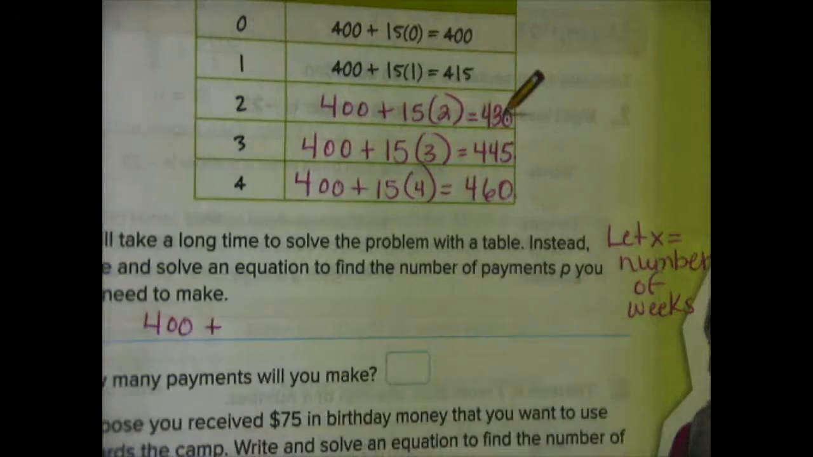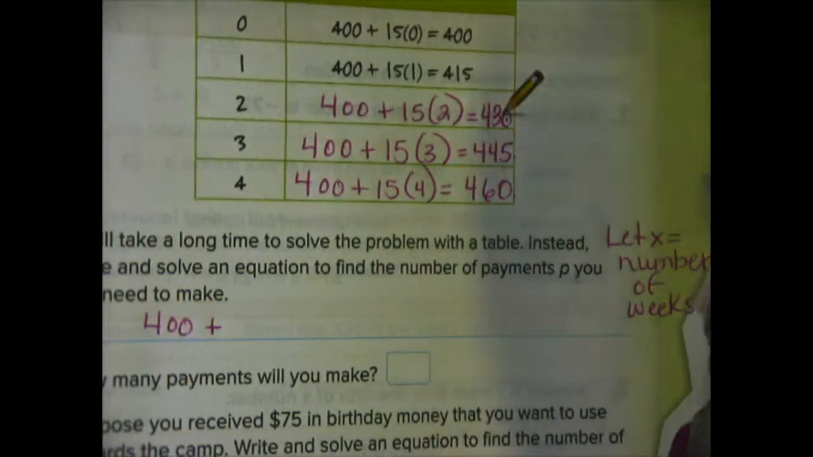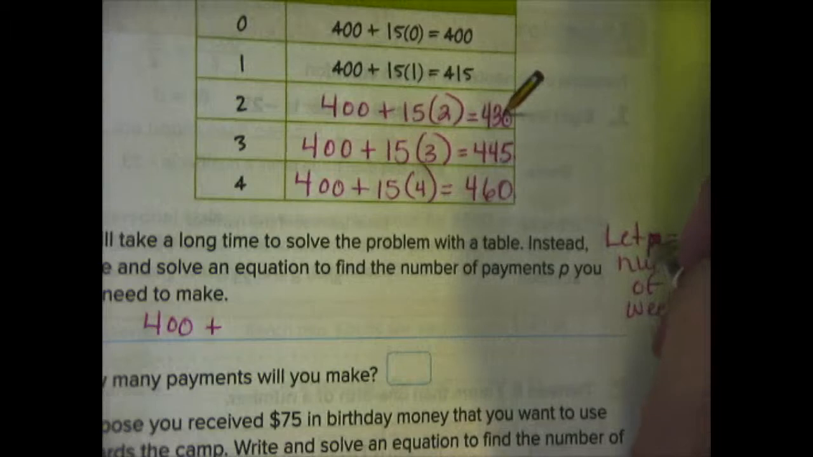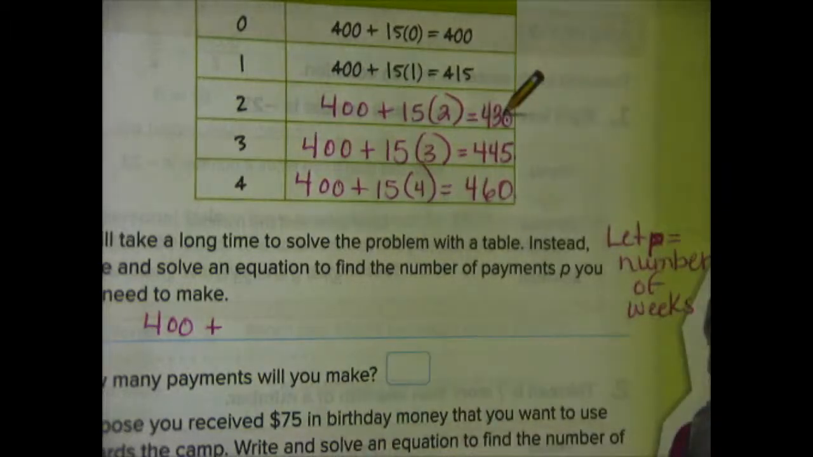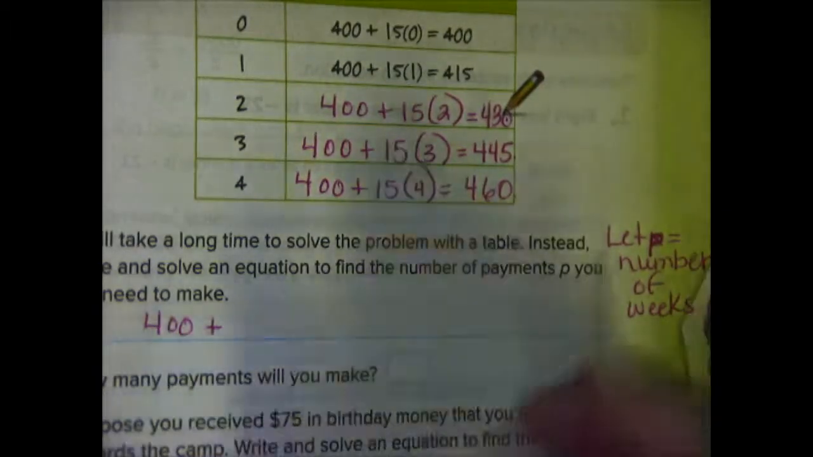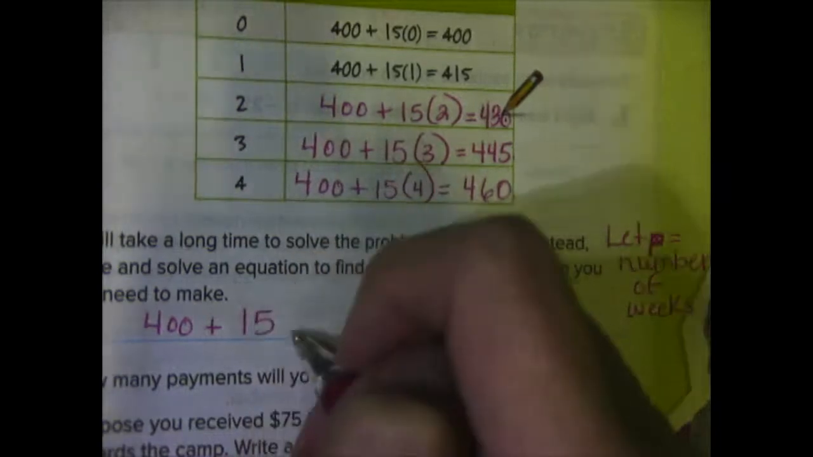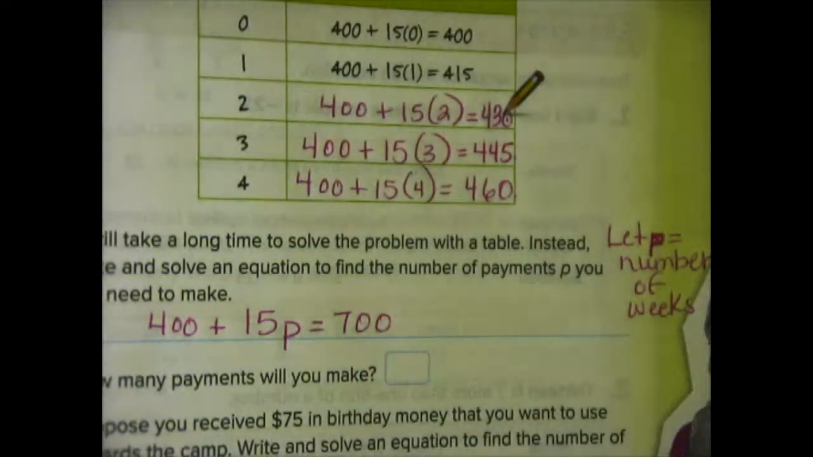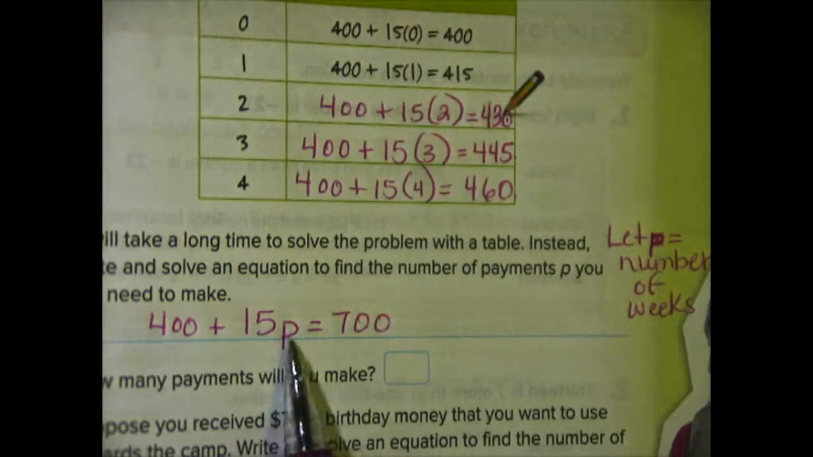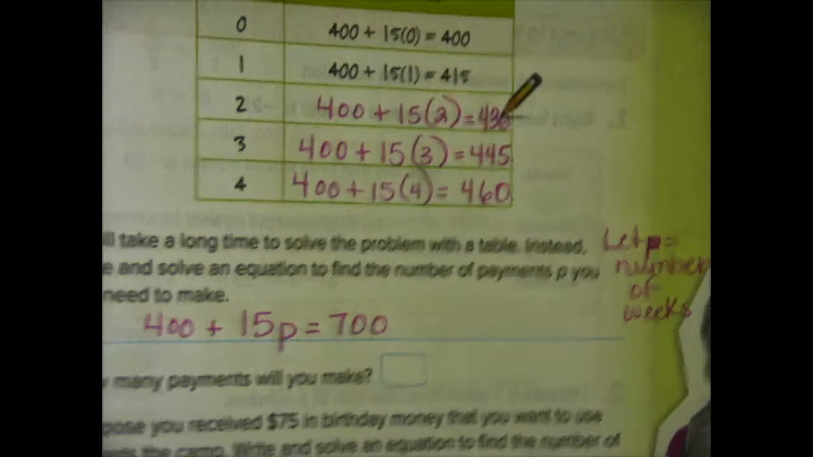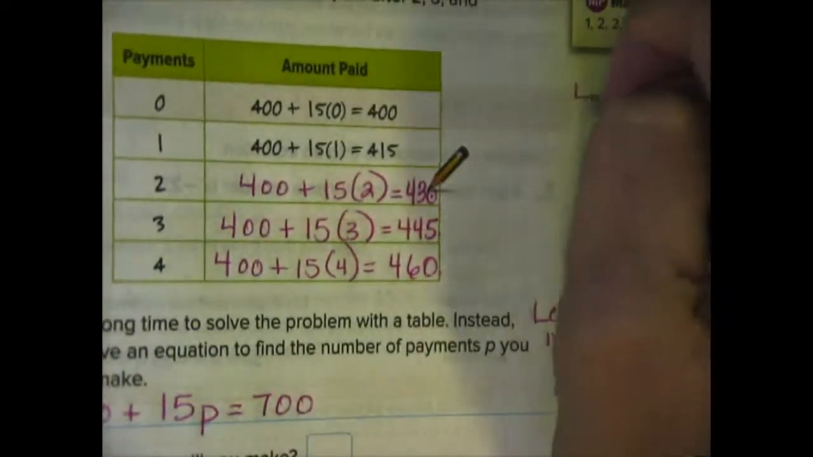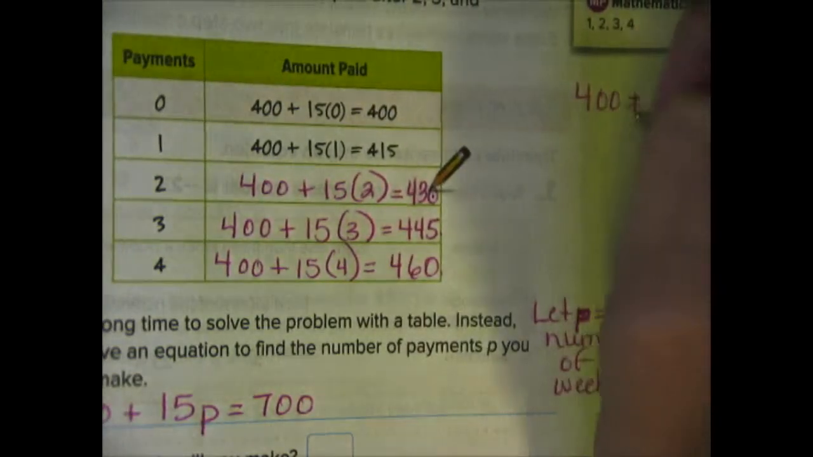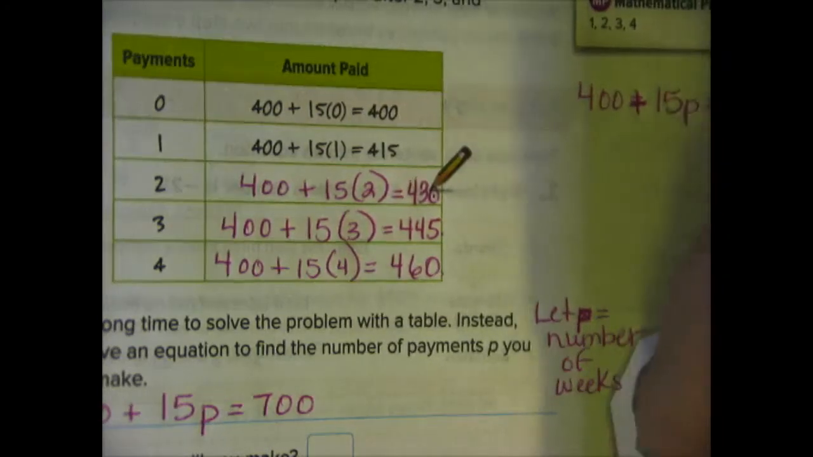Okay, so we let X equal the number of weeks, and we know that we've paid $400 as a deposit plus, and actually we should say P because it gave us that, so I apologize for that. It gave us the variable to use. Since it did, let's use P. 400 plus 15 times P equals 700. So $400 as a down payment, $15 per week equals 700. Let's go up here and work that problem out. So we have 400 plus 15P equals 700.